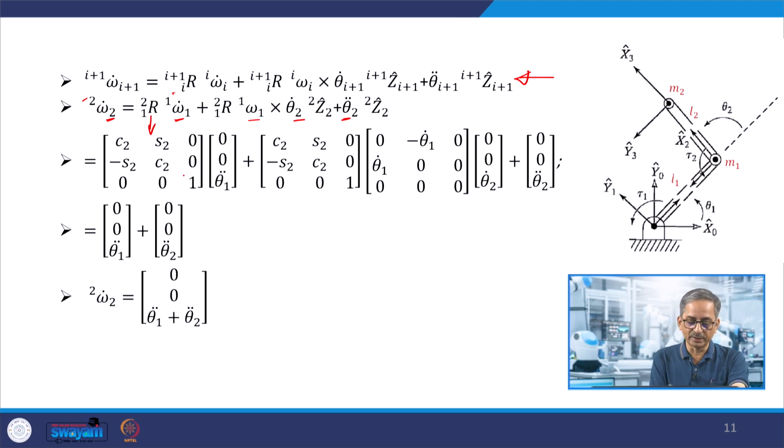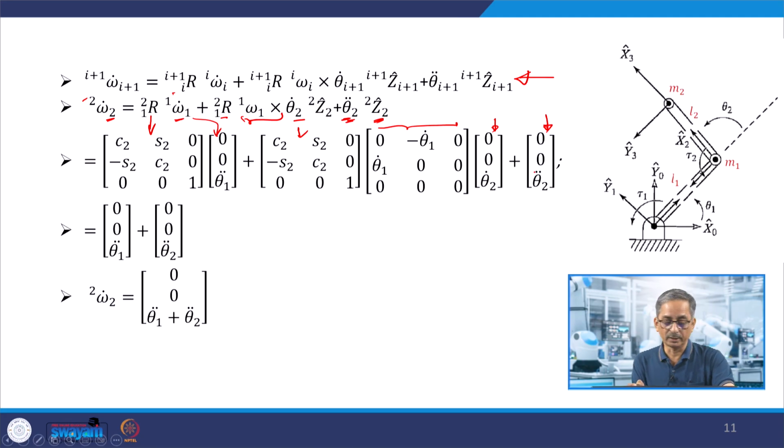So, this value is this one, this value I can put as this one, and then this value again here. This one I can write as a skew symmetric matrix, this one. And this is theta 2 double dot, then you have theta 2 dot, this column vector, and you have the theta 2 double dot, this column vector, with only the z component being written over here. All right. Now, if I do these multiplications, this is what I am going to get.